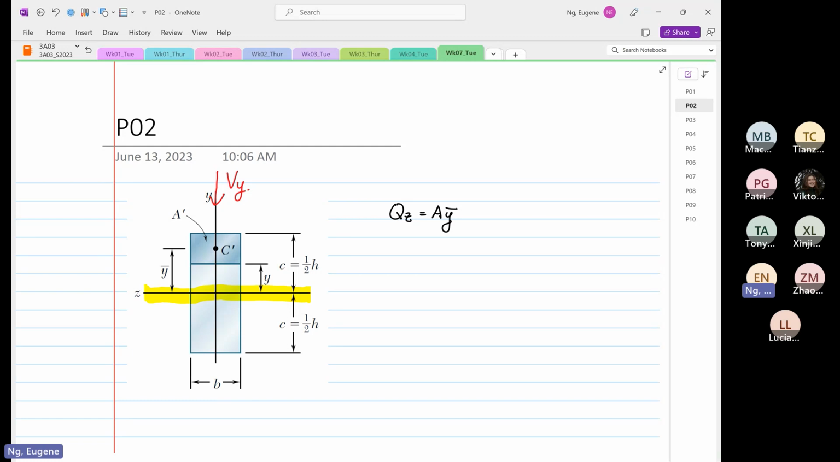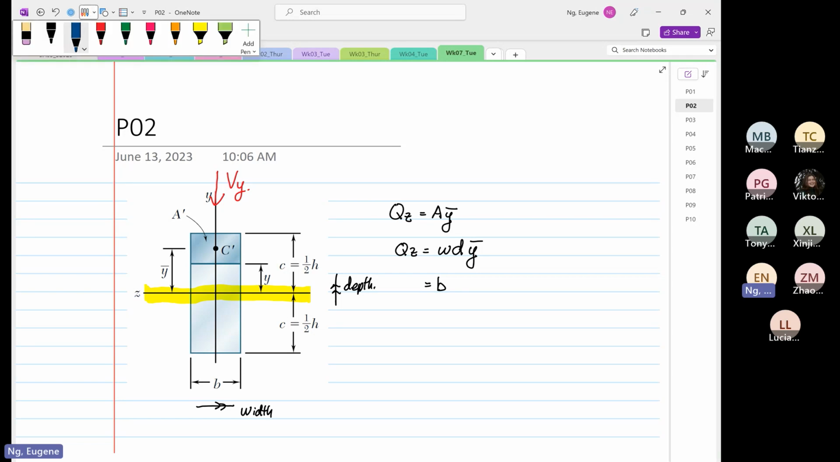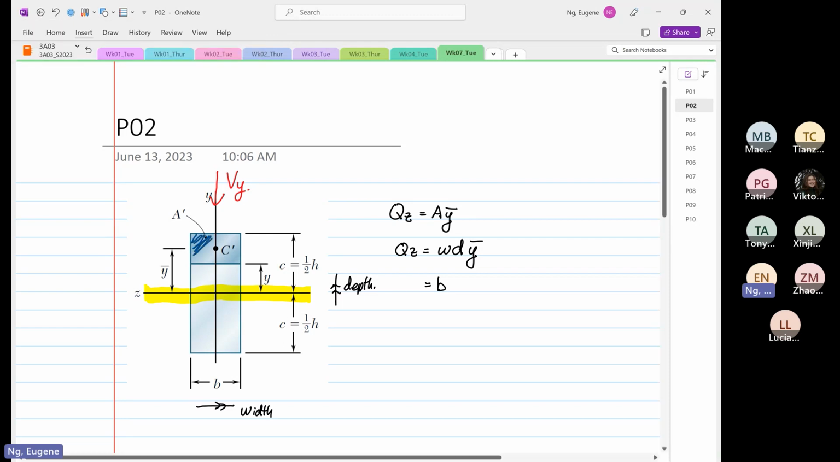What I tend to do, because the z-axis is the axis of interest, is label this as my width, like before, and the perpendicular distance is my depth. So Qz is equal to width multiplied by depth multiplied by y bar. You can see that the width for this case is equal to b. Now the depth, this is the defined area that we are interested in now, this area that I'm shading now.